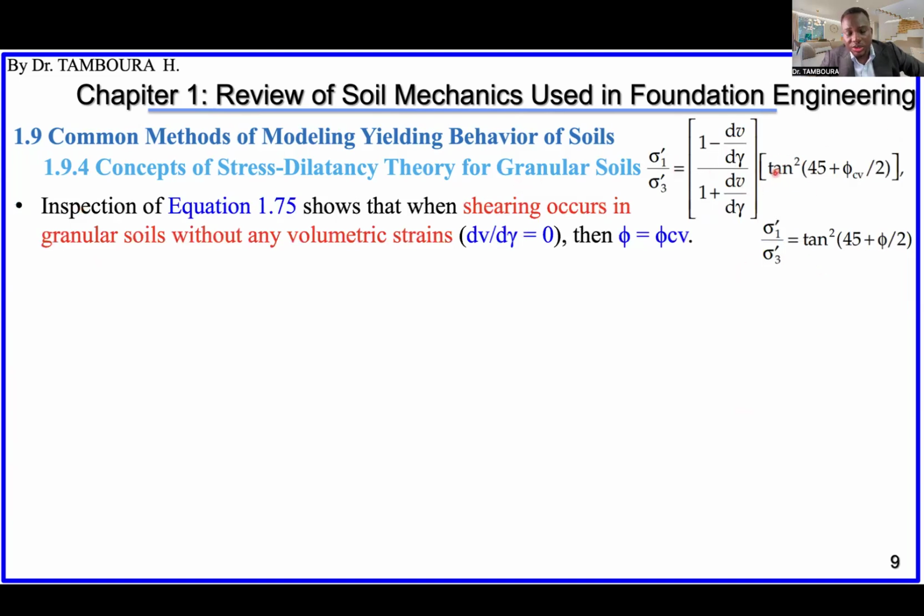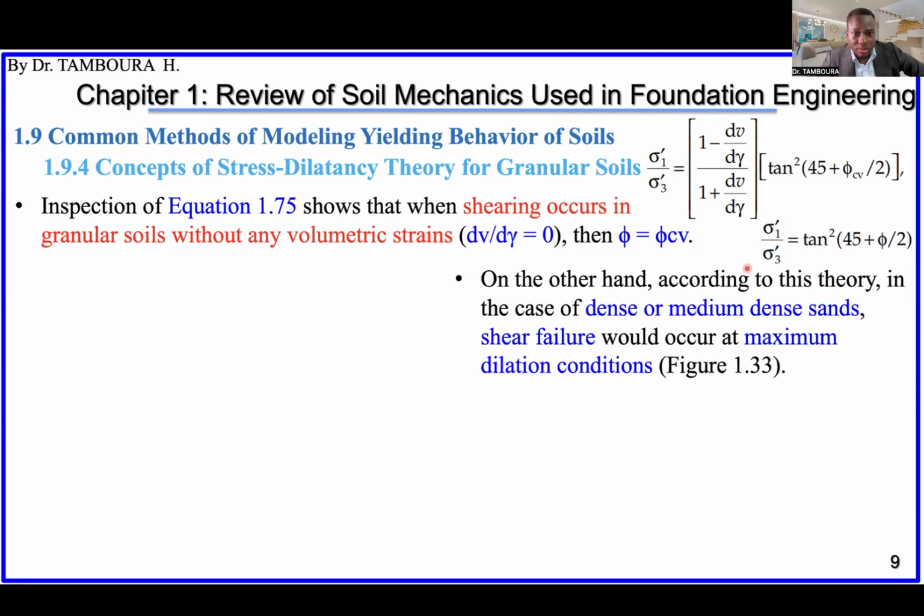This equation 75 shows that when the shearing is occurring in the granular soil without any volumetric strain, it is related to this one. So if there is no volumetric strain, it means this one is 0 and this one is 0. And we will have 1 over 1 here. All this part will become 1. And in that case, this angle, phi CV, will become just phi. And these two equations will be the same at that time.